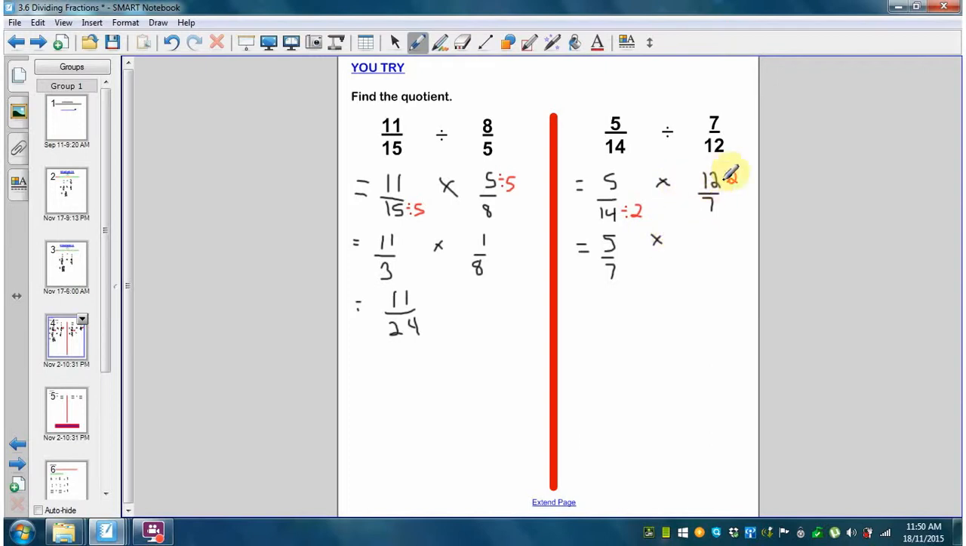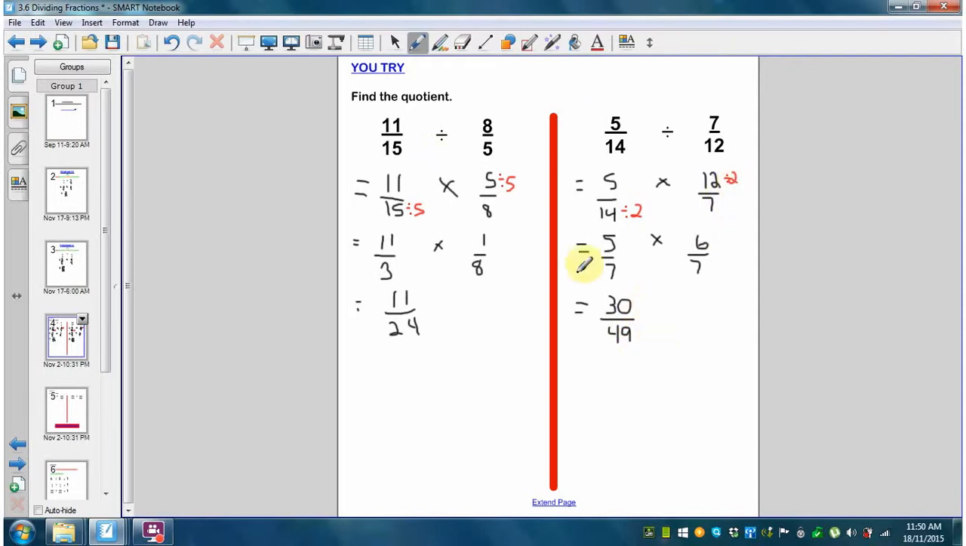Keep our sign. 12 divided by 2 is 6. And then we didn't do anything with this 7 here, so we keep it. Nothing else can be simplified. So we use our rules, top times top. 5 times 6 is 30. And 7 times 7 is 49. And that actually can't be simplified any further.